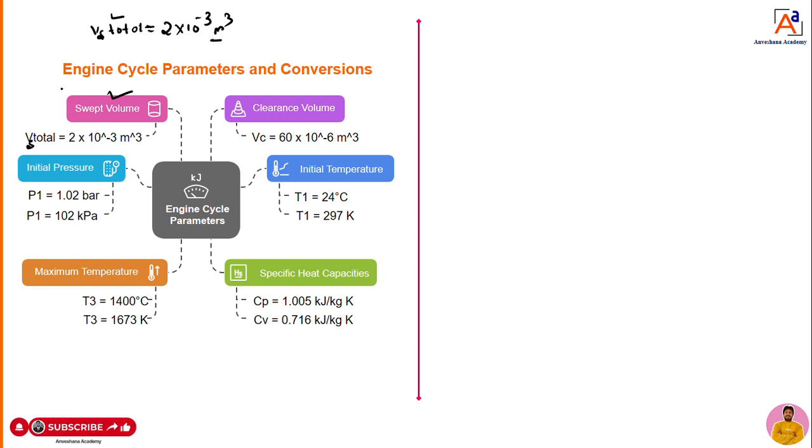Then how many cylinders are there in the engine? There are 4 cylinders. Then what will happen now? If you want to calculate the swept volume for an individual cylinder, 2 into 10 to the power of minus 3, just a minute. One minute, I will write it another way.